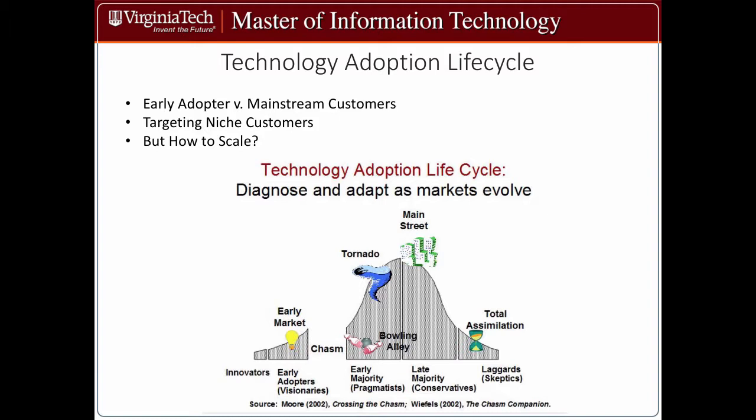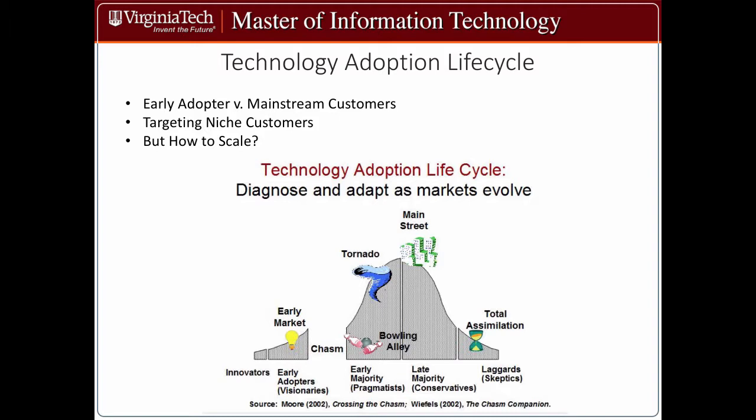There are five major categories across the technology adoption lifecycle. We've got the innovators, the visionary early adopters, the early majority or pragmatists, the late majority or conservatives, and then the laggards, the people that are most skeptical of technology products. We've got to figure out unique strategies to reach these different customers as we move across these stages, because they have different expectations. The underlying psychographic profiles are different.